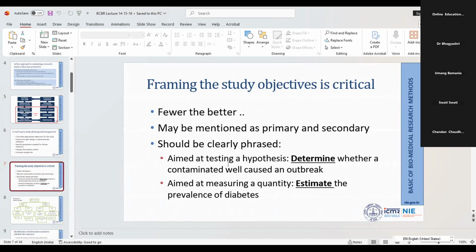So usually sample size is determined based on the primary objectives, and the objective should be clearly phrased: is it aimed at testing a hypothesis or measuring a quantity? And it should be stated as to determine or to estimate. If we are testing a hypothesis, then it should start like to determine, and if we are going to measure a quantity, then it should be like to estimate. Here an example is given: for hypothesis testing, determine whether a contaminated well caused an outbreak. And a second example is to estimate the prevalence of diabetes. So like this, the objective should be framed.